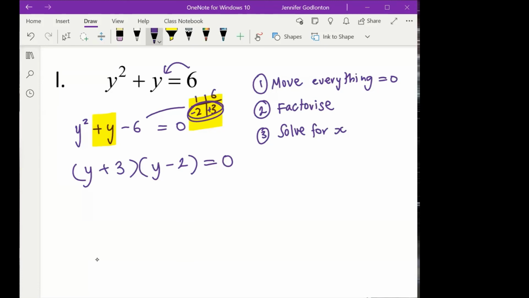Good. Okay, so now once I'm there, what would my 2 answers for y be? So your 2 answers, y is going to be equal to -3. Good. Or y is equal to positive 2. Good. Excellent work, Mike. Nice job.